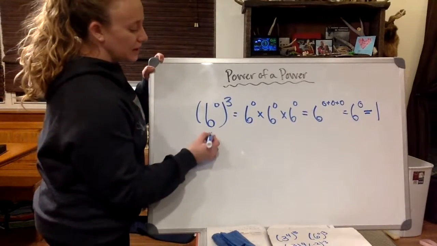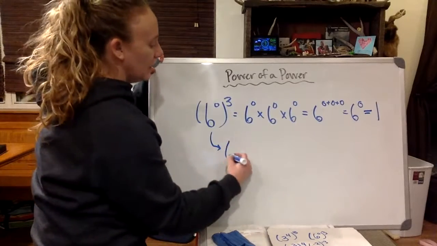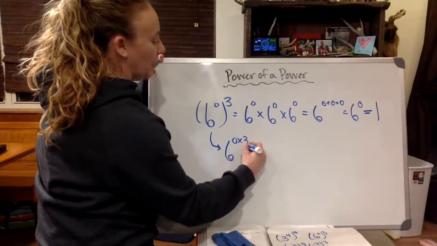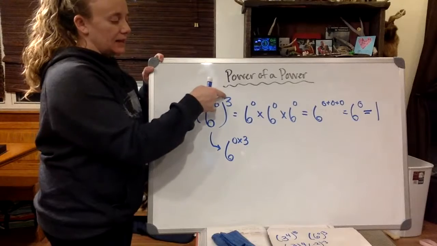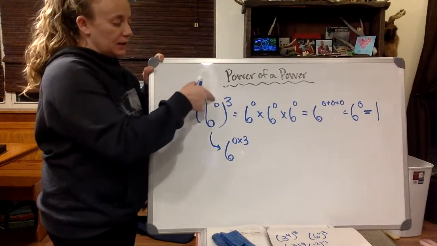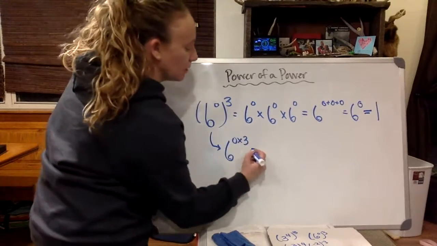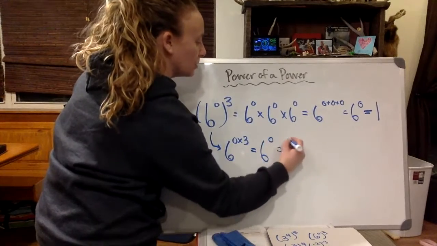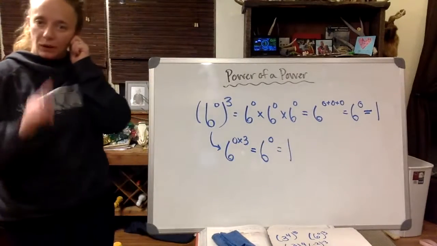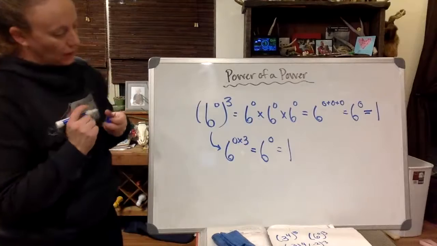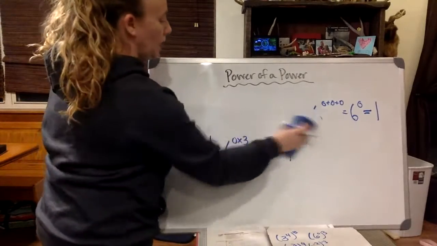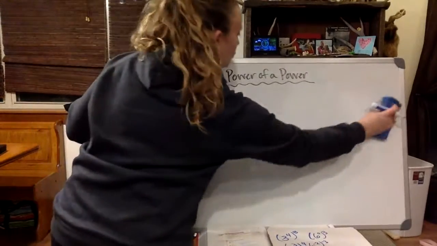What we could also do, instead of expanding it out, is use this property, which essentially tells us that these exponents will multiply each other. 0 times 3 is 0, which is 1. 6 raised to the 0 power is 1. Cool? Last one. Going to get nice and tricky on us.